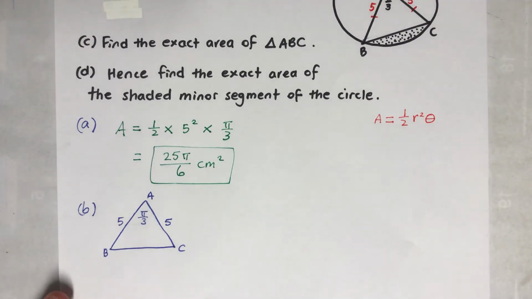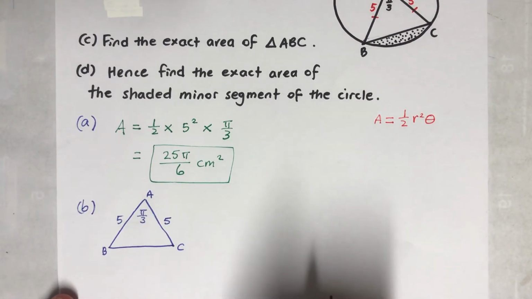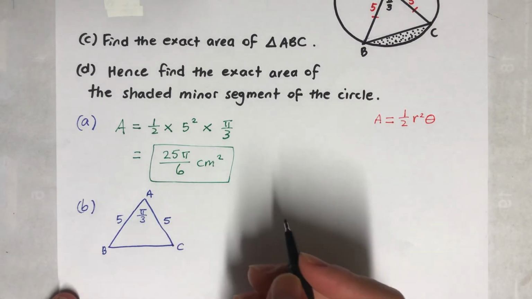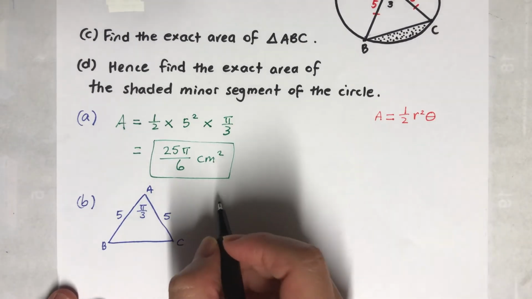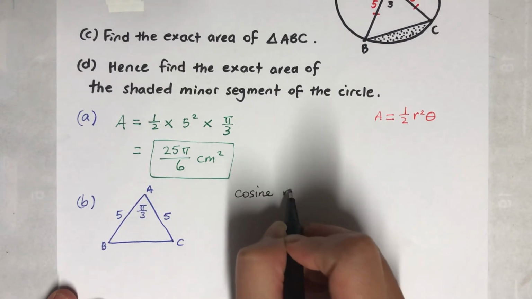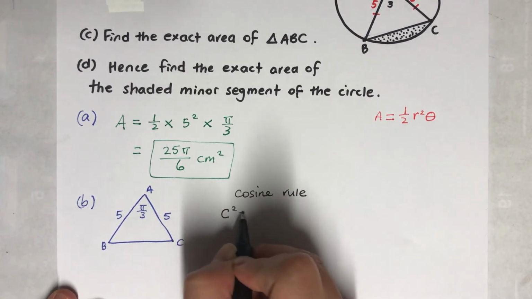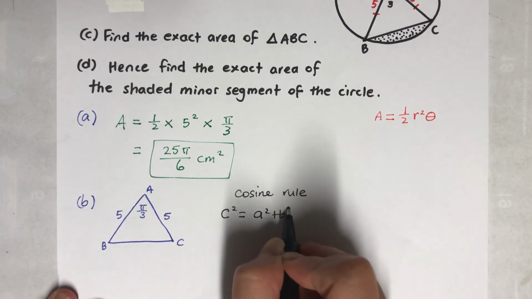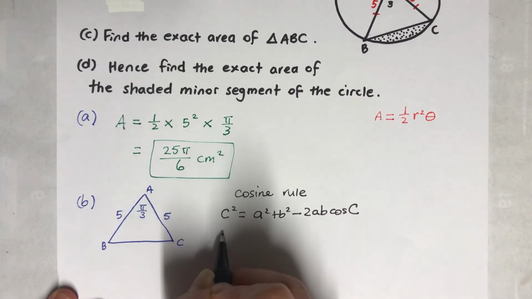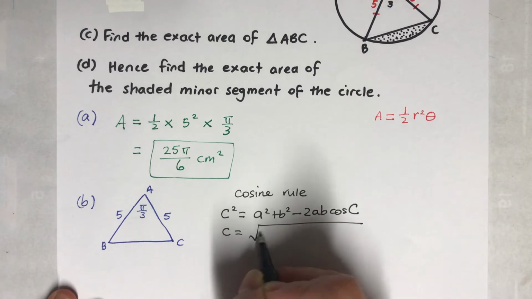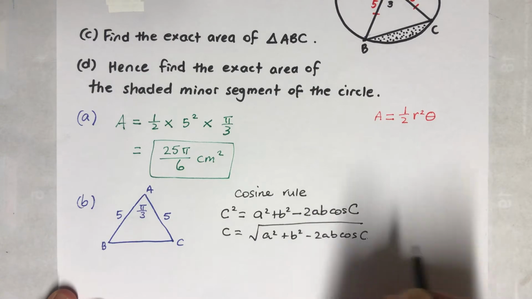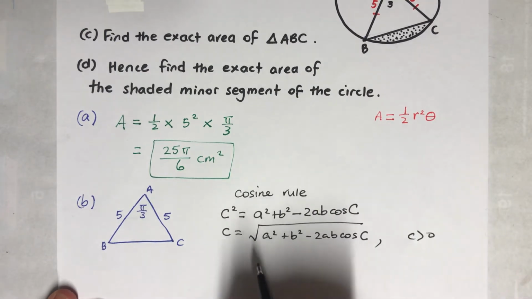Now you can use sine rule here or cosine rule. I'm going to use cosine rule. Cosine rule is a bit simpler for me. Let's have a look at the formula for cosine rule. C squared equals A squared plus B squared minus 2AB cos C. Therefore, I can actually do the square root straight away. And, you know, C has to be positive, so we don't have to worry about the minus part.